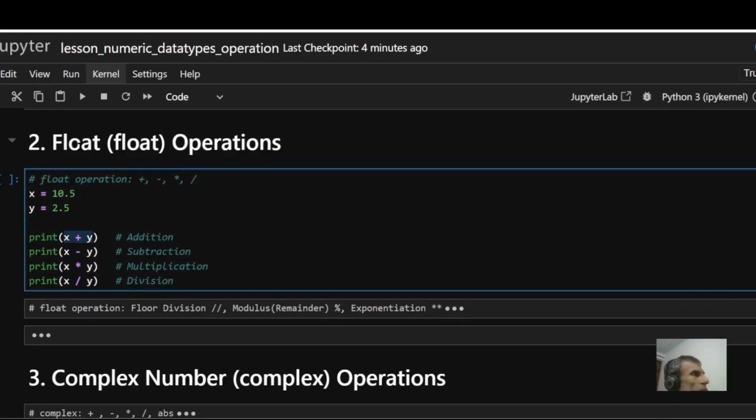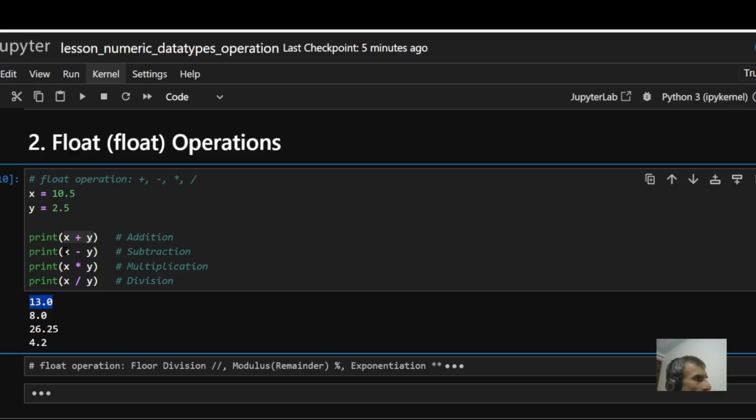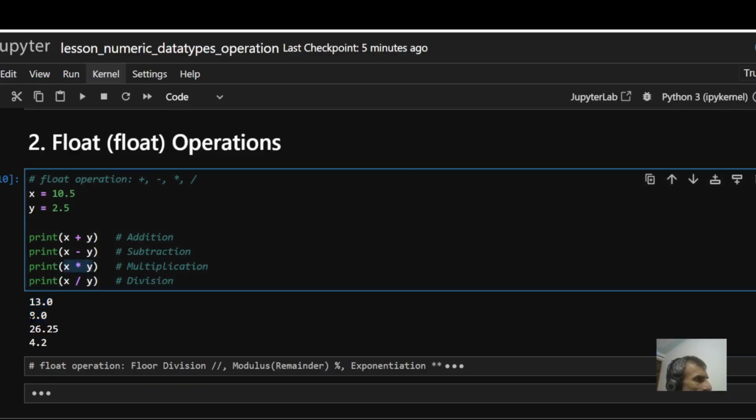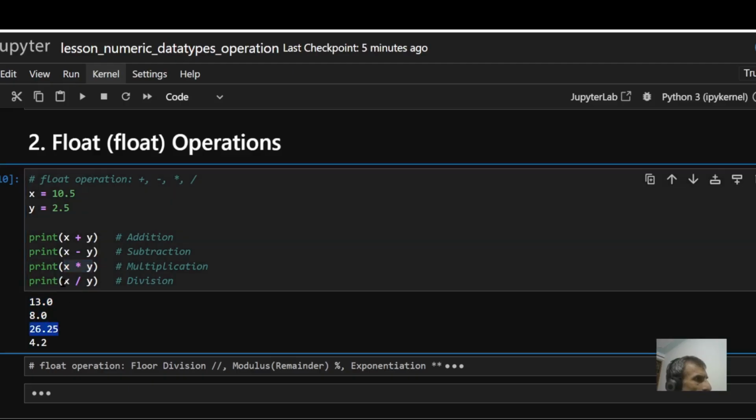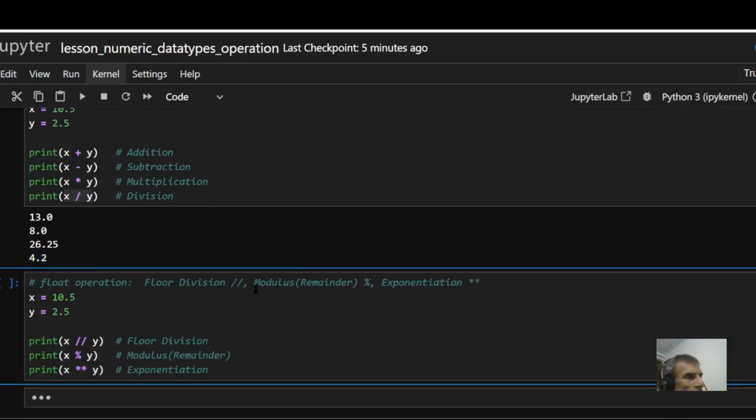You can do addition. So if I say my x equals 10.5 and y equals 2.5, if I do x plus y, the answer is 13.0. Same thing with x minus y, the answer is 8.0. If I do x times y, it's going to be 26.25. And if I do x divided by y, the answer is going to be 4.2. Likewise, you can also do float divisions and modulus and exponentiation, just like you did with your integers.